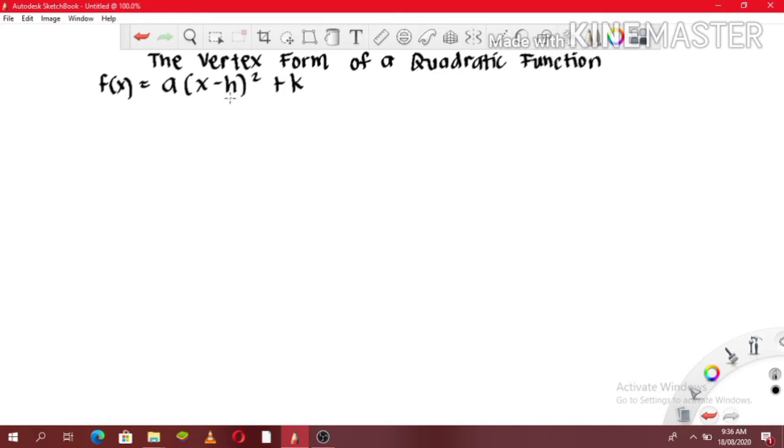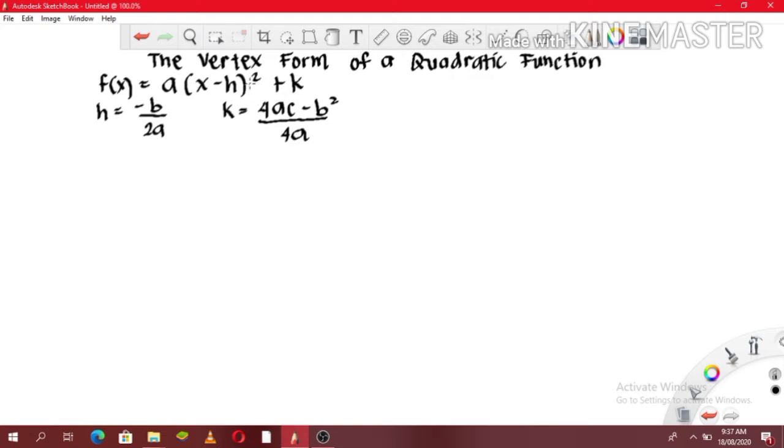So, may bago tayo ngayon. We have h and k. So, paano natin malalaman ang value ng h and k ng isang quadratic function? For us to know that, we will be using the formula for h and k. The formula for h is negative b over 2a. And the formula for k is 4ac minus b squared all over 4a. So, itong mga formulas na ito ang gagamitin natin to be able to solve for h and k na mailalagay natin dito sa vertex form ng quadratic function natin.